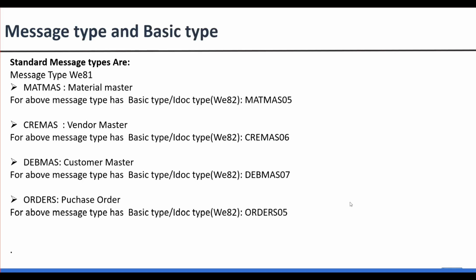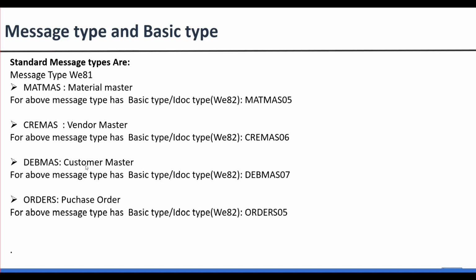And what are the standard message types and basic types involved? These are the message types. Transaction code is WE81. If you are going to send material master data, the message type is MATMAS, and the basic type for this message type is MATMAS05. And CREMAS, this is the vendor master data. This message type is given by SAP, and the basic type you are going to use for it is CREMAS06. This is the latest basic type.